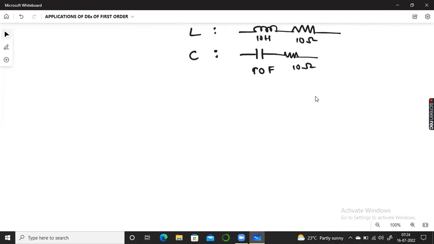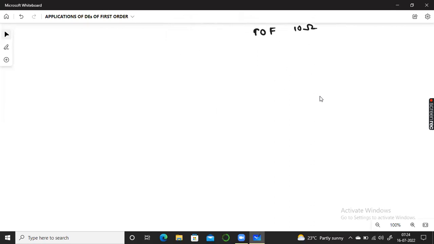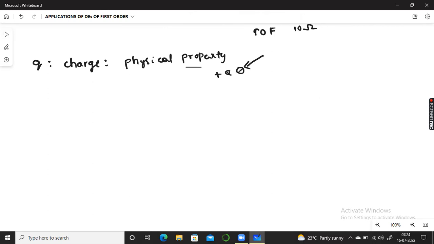Before that, I will just explain about current and voltage. These are the two terms. So first, charge. You know what is charge? It is a physical property of a body which is influenced by a force. Let us say a body is there. It has some charge. Q represents charge. So it will be influenced by a force when you keep it in an electromagnetic field.